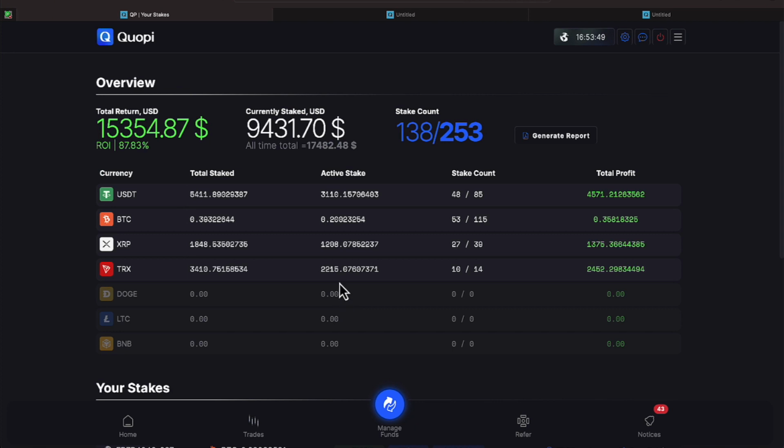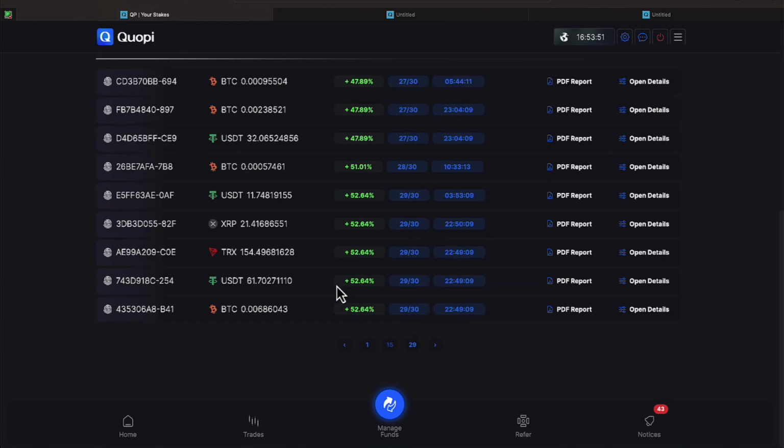And again, at 30, your stake will automatically renew or will come out of staking depending on the configuration you have set for that. On 27 trading days, Quopi has achieved a 47.89. And on 29 trading days, Quopi has achieved a 52.64%. So you can see all of these are about ready to expire.